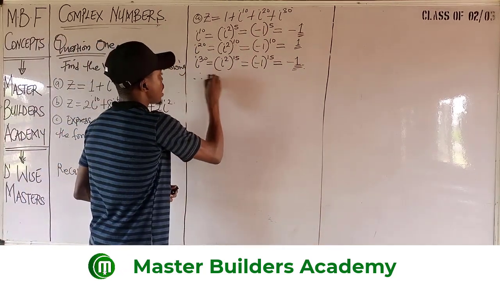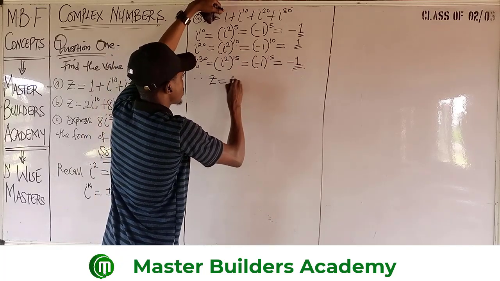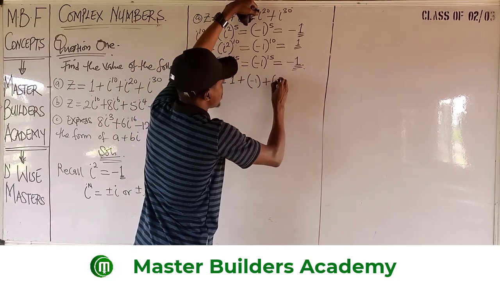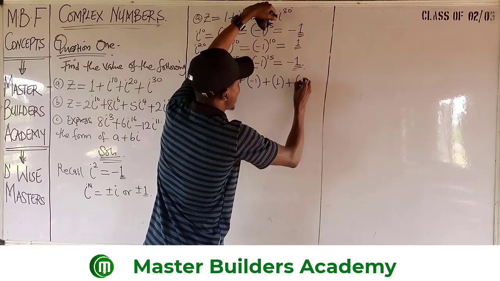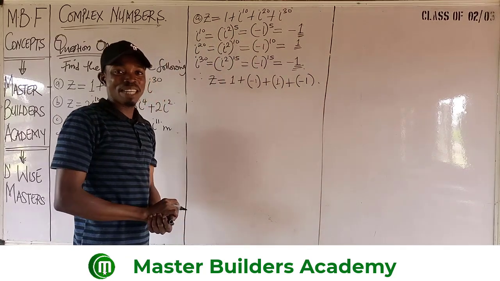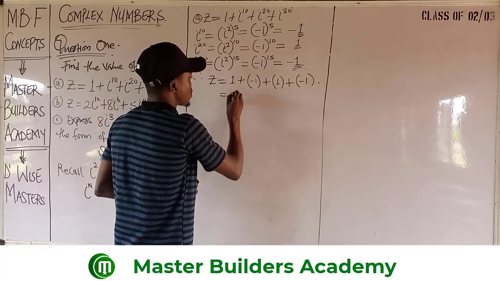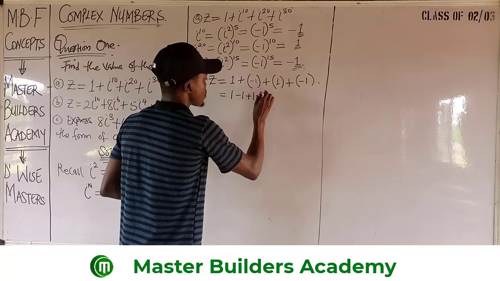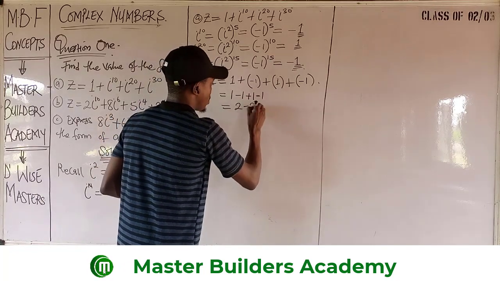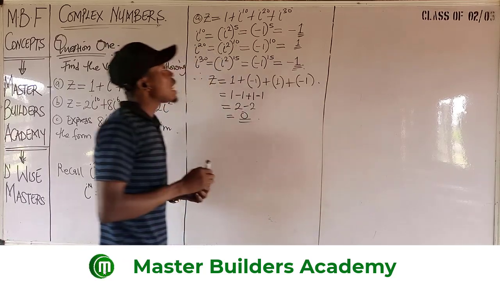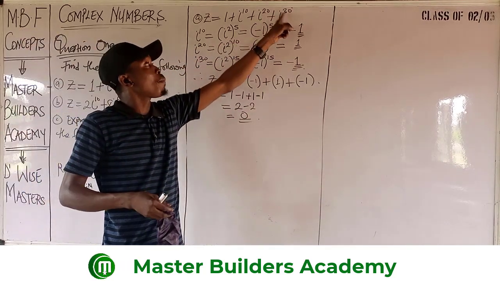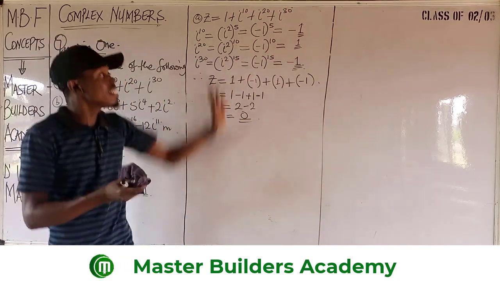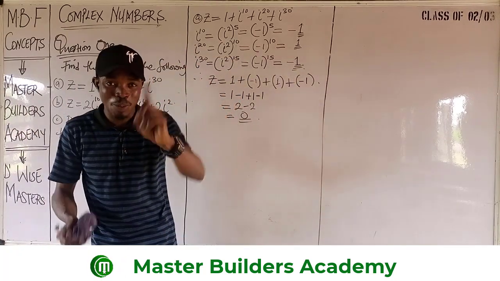Therefore, Z is equal to the first here is 1, plus the value of i^10 is minus 1, plus the value of i^20 is 1, plus the value of i^30 is minus 1. It's as simple as this. Then automatically this will have given us 1, minus 1, plus 1, minus 1. Everything here gives us 2 minus 2, then this is 0. So that means the result for adding up all of these components is 0. That's all. This is just all about question number 1.